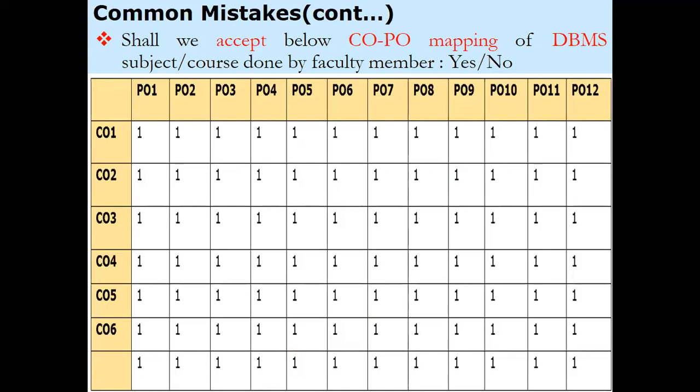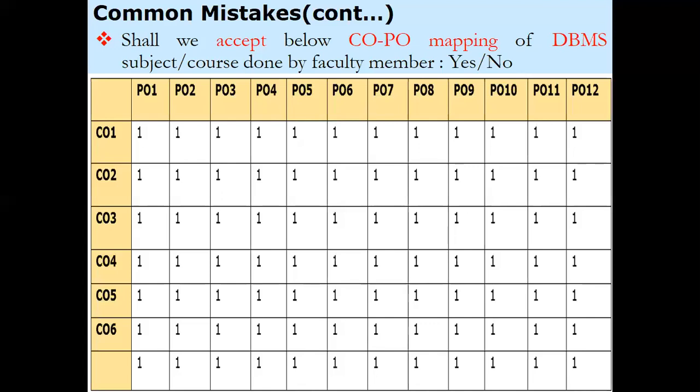Now I'm taking an example called the DBMS subject. Here, shall we accept the below CO-PO mapping with respect to the DBMS subject? This mapping is done by the faculty member. You have to say yes or no. If you say no, the answer is correct. Here, all these course outcomes are mapped to all the POs with one.